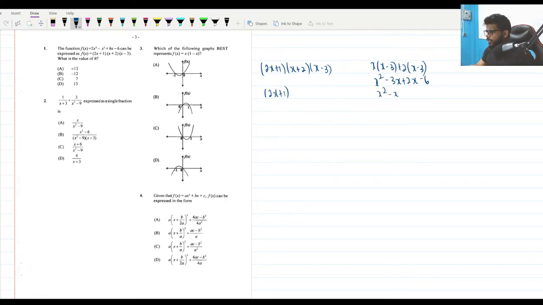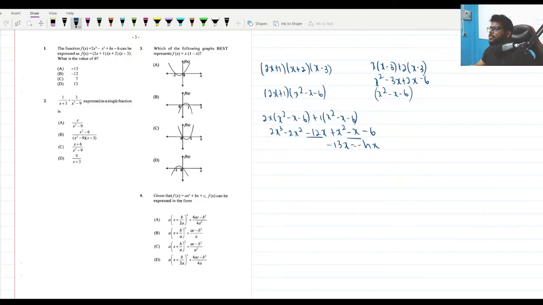x squared minus x minus 6. I'll go expand this now. 2x into x squared minus x minus 6 plus 1 into x squared minus x minus 6. I'll get 2x cubed minus 2x squared minus 12x plus x squared minus x minus 6. I'm only concerned with hx, so I'm only concerned with minus 12x minus x, which is minus 13x, which is minus hx. So h is minus 13.